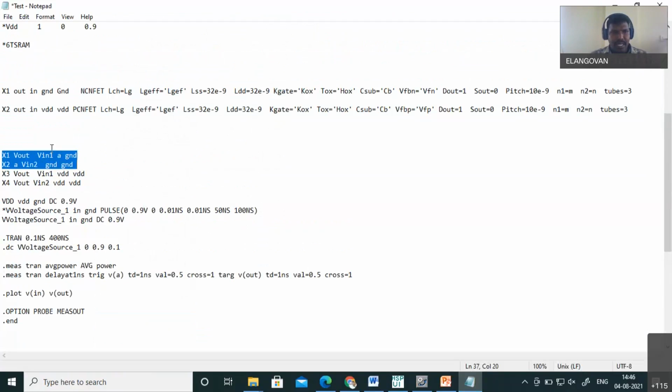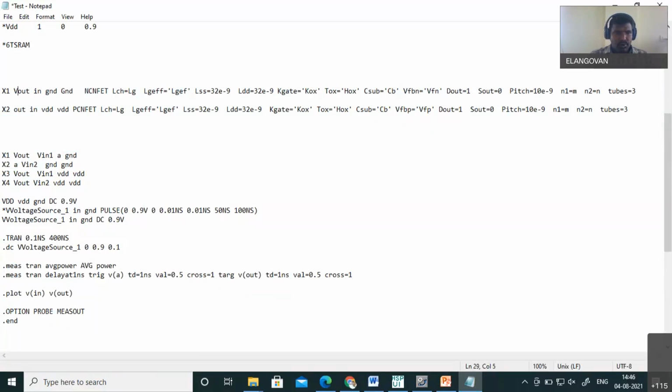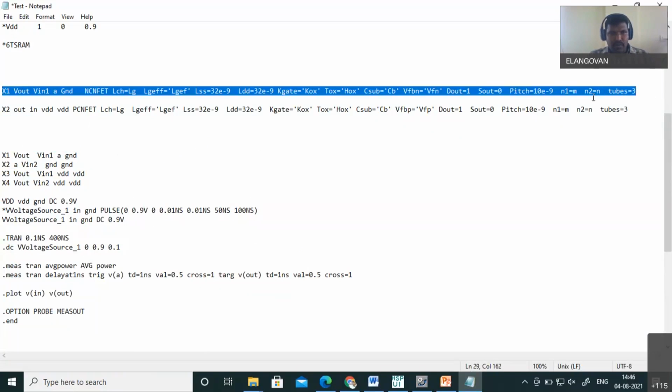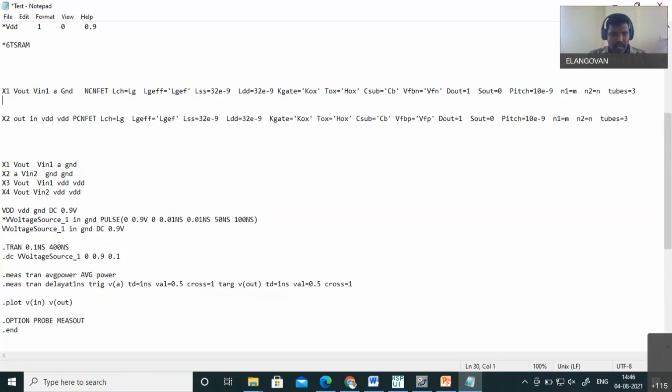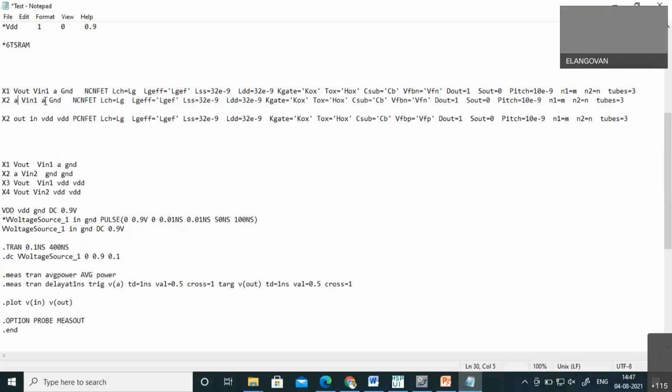Fine. Shall I proceed? So the first one is V out, V in 1, V in 1. Here I am saying it is A, ground. The second transistor is also N MOSFET. I am taking the N MOSFET port in the netlist. So this is my second transistor, X2. So here it is A, B, ground.